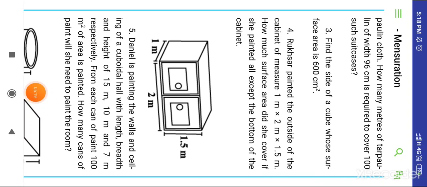Question number 4 is: Ruksar painted the outside of the cabinet of measure 1 meter, 2 meter, 1.5 meter. How much surface area did she cover if she painted all except the bottom of the cabinet? You can solve this question in the same manner as I did in the previous question.